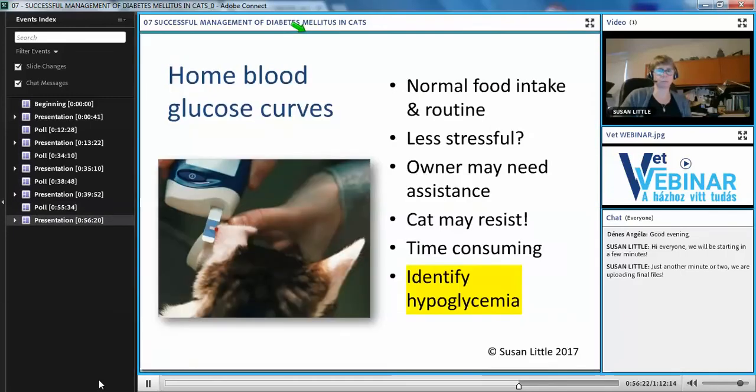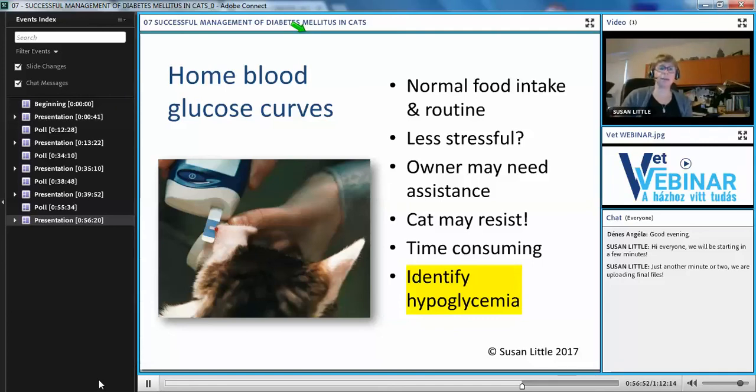So there are some potential advantages to doing it at home where we think the cat might have a normal routine, might eat more normally, might be less stressful. I still think there's stress involved with having a blood glucose curve done even if it's at home. Owners might not be able to do it alone. They might need an assistant. The cat may not be any more amenable at home than in the clinic.